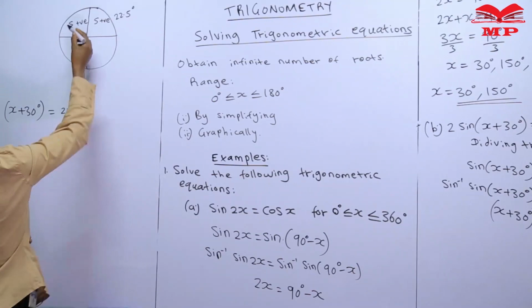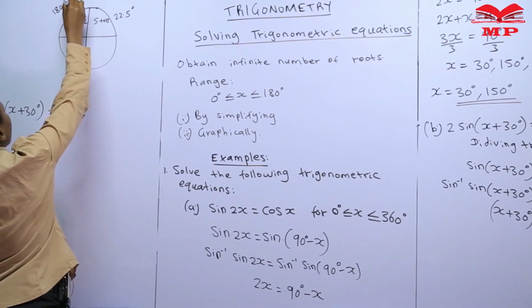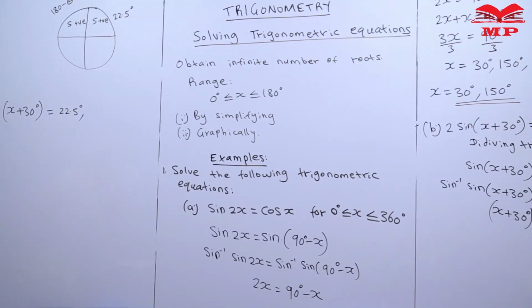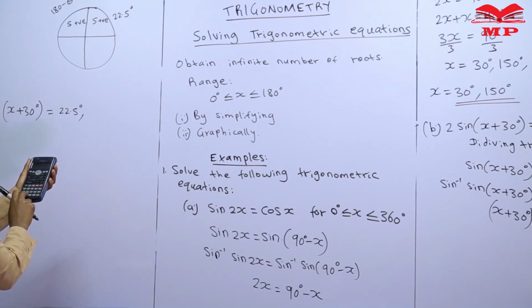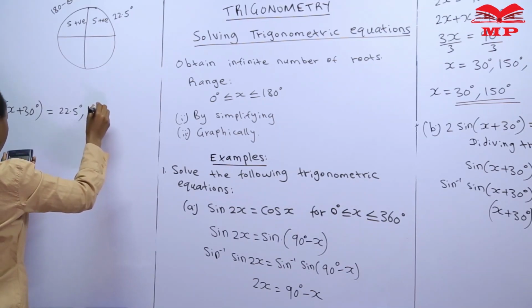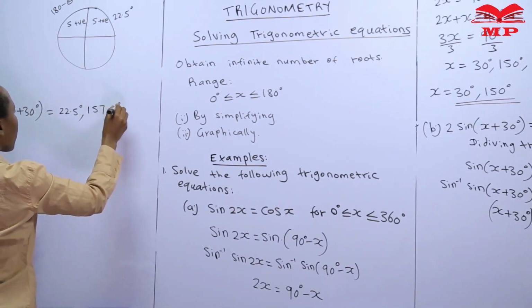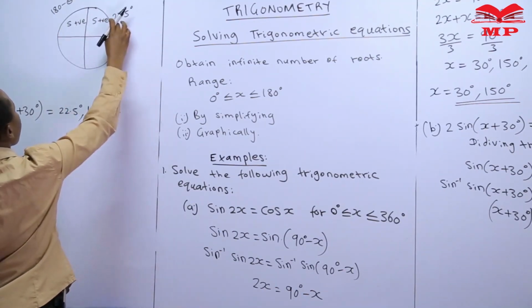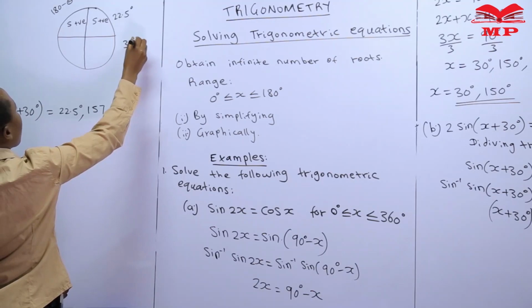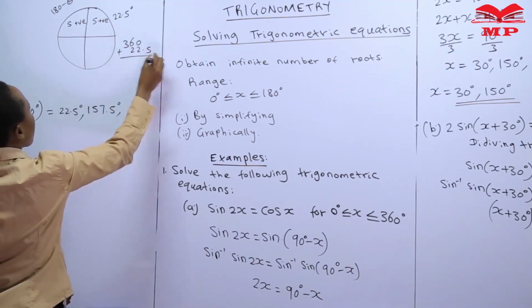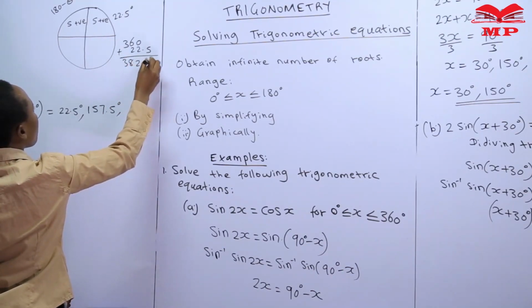Then on this side, we'll have 180 minus theta, and our theta is 22.5. So we'll have 180 minus 22.5, which gives us 157.5 degrees. Then again, if we move one more round to come back on this side, we'll have the other one as 360 plus 22.5, which will give us 382.5.